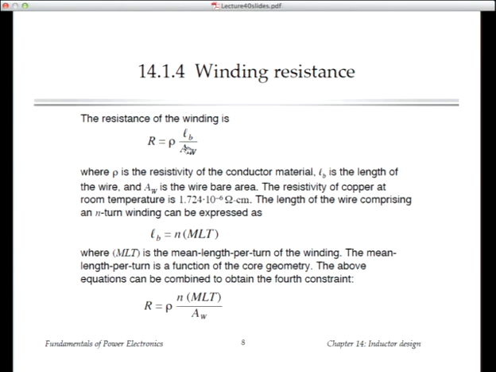Well, that depends on your bobbin, and we talk about something called the mean length per turn, or MLT here. If you have a bobbin like this and you're winding turns on it, the turns on the inside of the bobbin have a shorter circumference than the turns on the outside, and so the mean length per turn is the length of your average turn, maybe in the middle of the winding. The mean length per turn is something that you can also find on the data sheet for the bobbins. So it's a property of the core geometry. So you multiply the number of turns by the mean length per turn, and you get the length of the winding, and you can plug that in here and get this expression for the resistance.